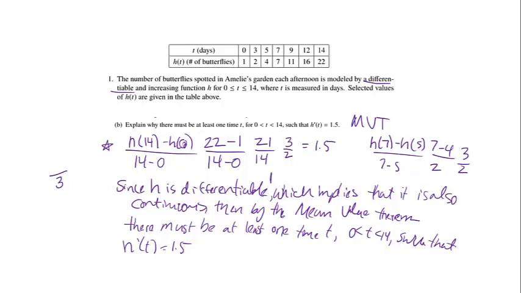And then as long as we found an average rate of change equaling 1.5, we would have gotten another point. And then if you made a conclusion using the mean value theorem, you got your third point.